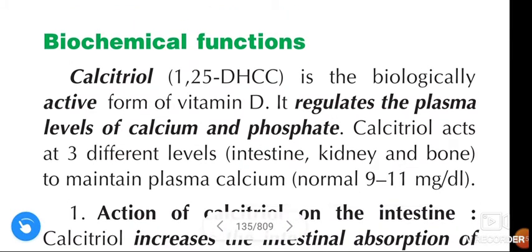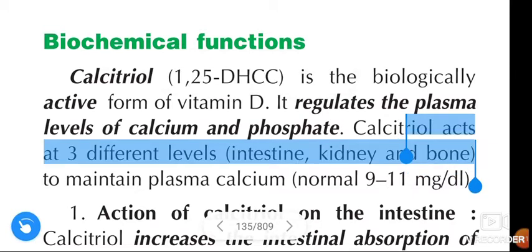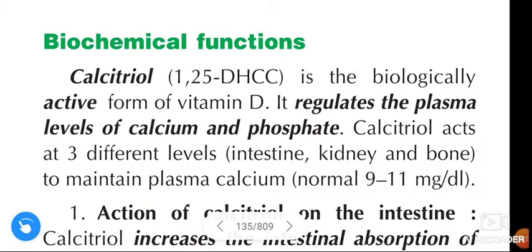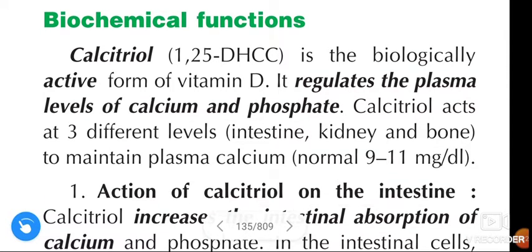See once again. Chemical formula of calcitriol is 1,25 dihydroxycholecalciferol. Calcitriol is the biologically active form of vitamin D and it regulates the plasma level of calcium and phosphate. Calcitriol acts at three different levels, at intestine, kidney and bone, to maintain the plasma calcium, and the normal plasma calcium level is 9 to 11 milligram per deciliter.